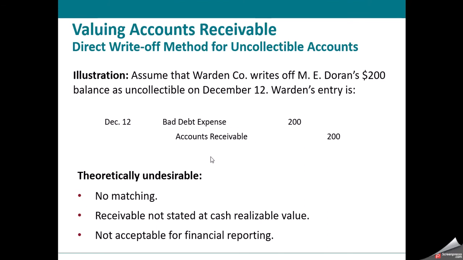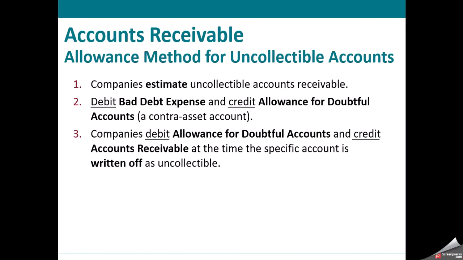Again, that receivable was not at its net realizable value. So what we want to do is to estimate our uncollectible accounts and then charge those in the period that we determine they become uncollectible. So we will debit bad debt expense and we will credit, instead of like on that last slide where we were just crediting accounts receivable, now we have this new account called an allowance for doubtful accounts. So we will credit that.